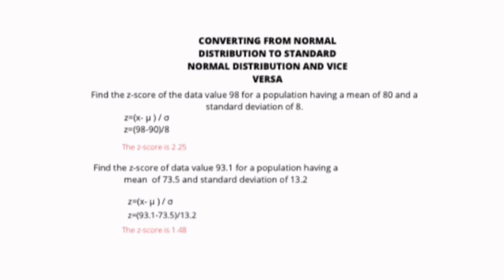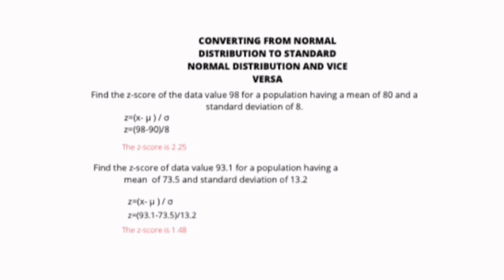Find the Z-score of the data value 98 for a population having a mean of 80 and a standard deviation of 8. In this one, we're going to find Z, and the formula of the Z-score is X minus the mean divided by the standard deviation. So Z equals 98 minus 80 divided by 8. The Z-score is 2.25.